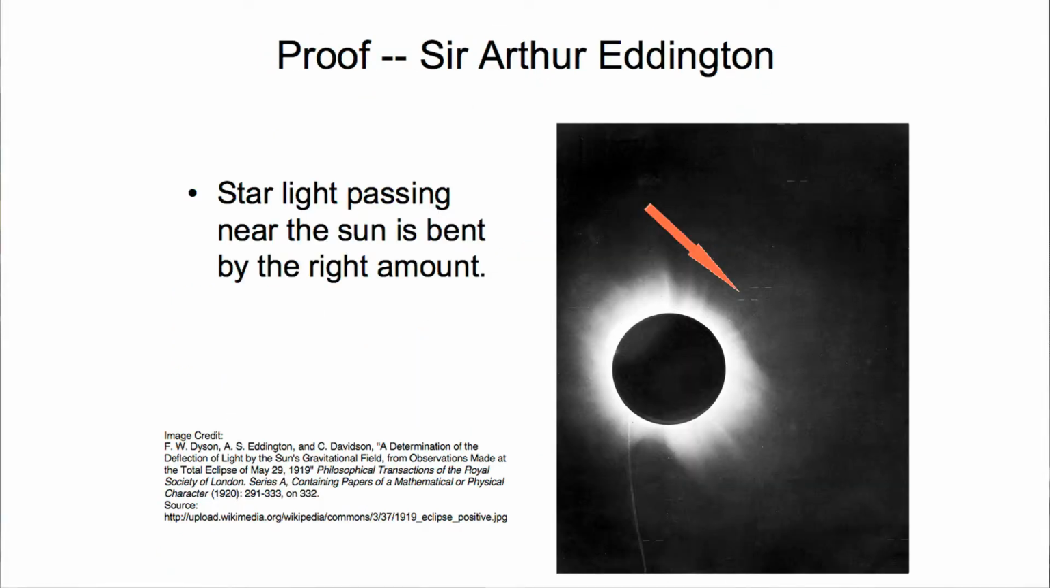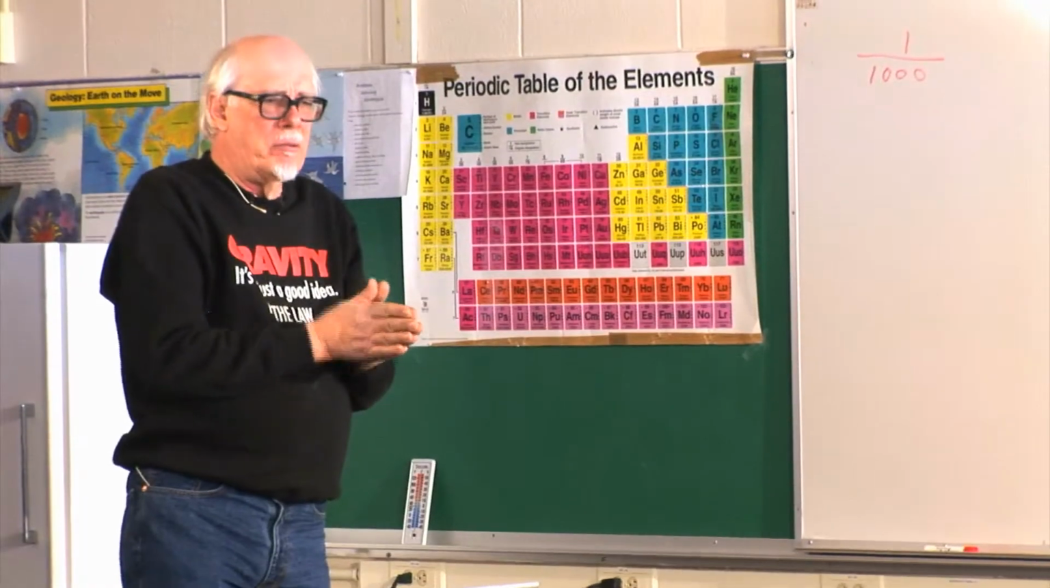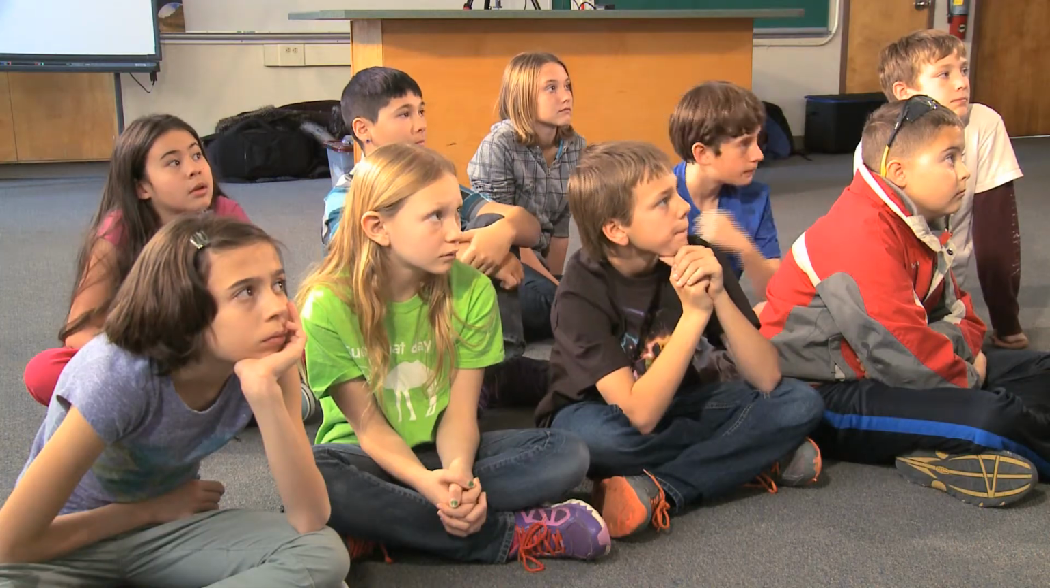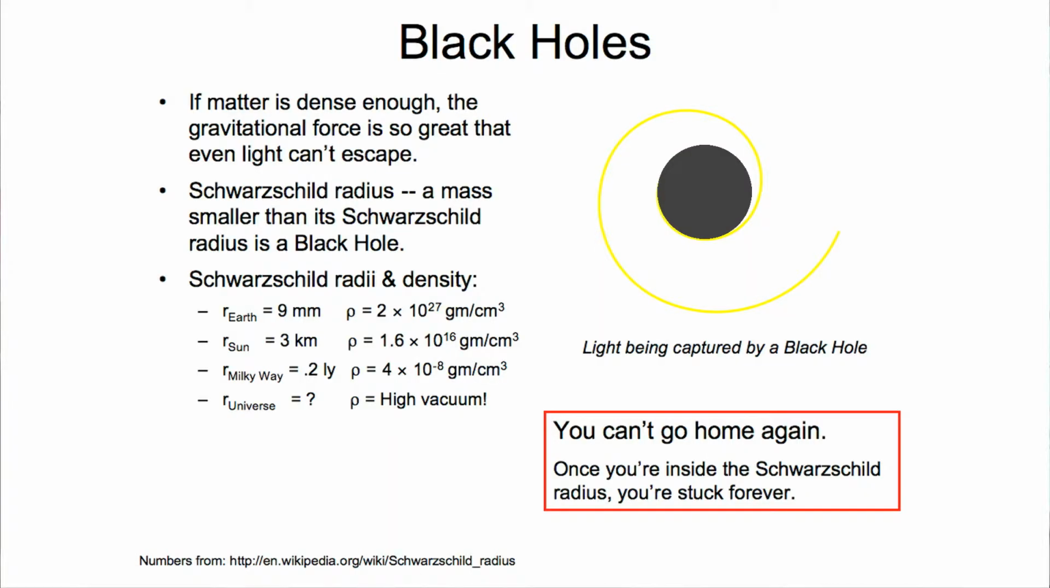There were a couple of stars here, and a couple here, and a bunch more. This light is bent by just the right amount. It's bent more here, less there. Does everybody believe that masses can bend light, that space is curved around a big mass? If matter is dense enough, the gravitational force is so great that light can't even escape. Now, the Schwarzschild radius: if a mass is smaller than its Schwarzschild radius, it will be a black hole.